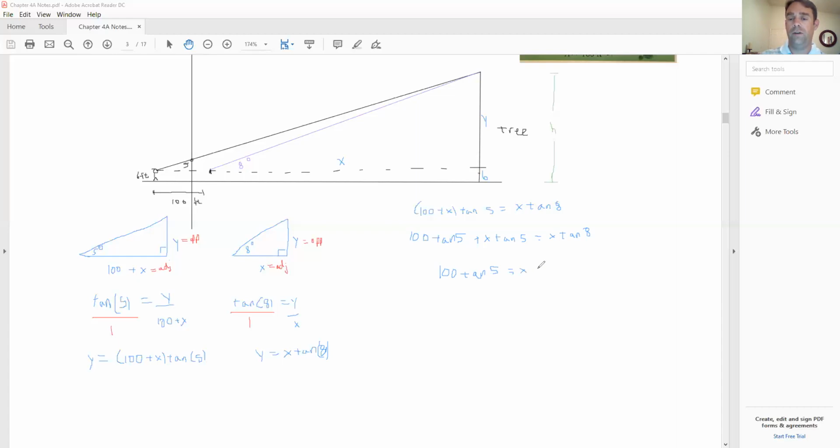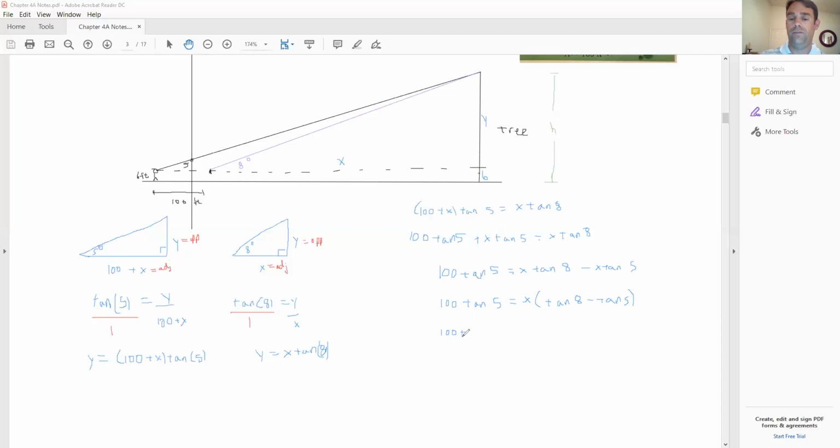So we have x tangent of 8 minus x tangent of 5. And we're going to factor out the x there, sorry about that. Because we don't want to have two x's, we really only want to have one x. So to get x by itself, tangent of 8 minus tangent of 5. And since that whole thing is multiplied by x, if I divide by it, I get x by itself.